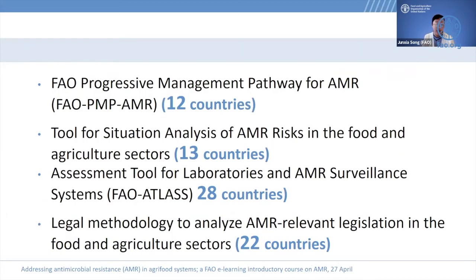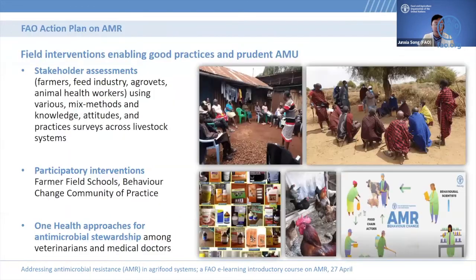Under FAO's action plan, a set of tools has been developed to support our members. For example, the FAO Progressive Pathway for AMR is applied in 19 countries, the situational analysis tool in 13 countries, the assessment tool for laboratory and surveillance systems, FAO ATLASS, in 28 countries, and the legal methodology to analyze AMR-related legislation already applied in 22 countries. This tool will be expanded to a One Health tool.